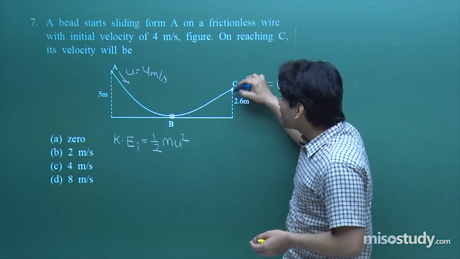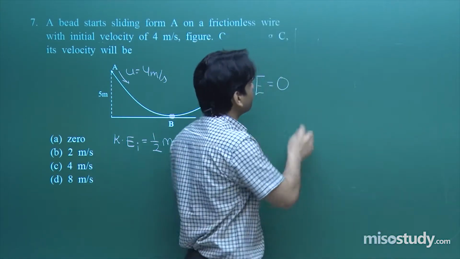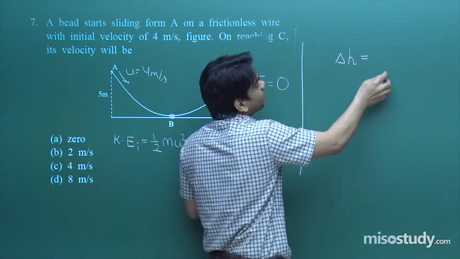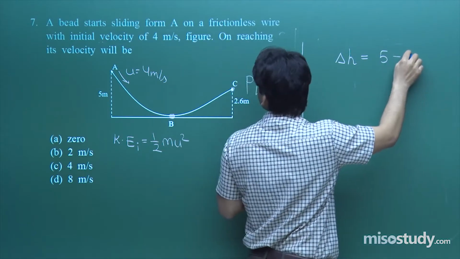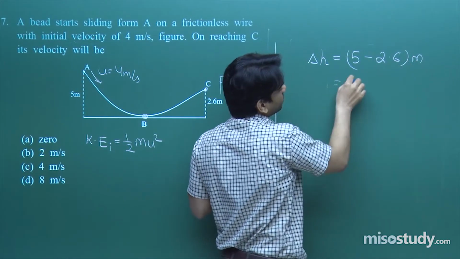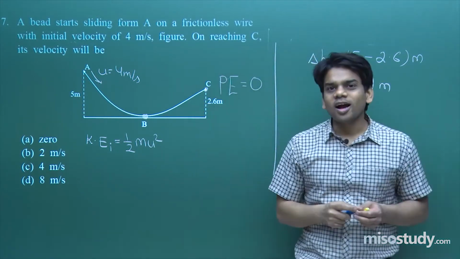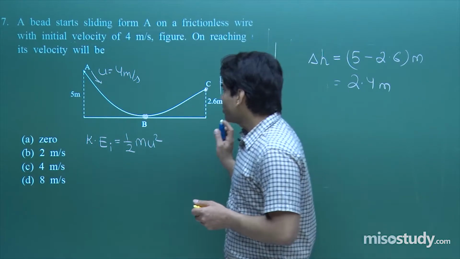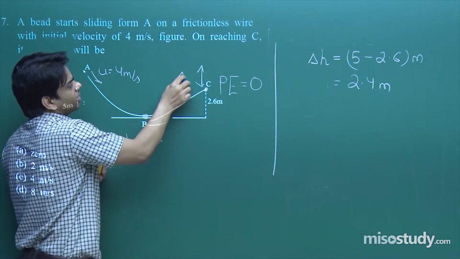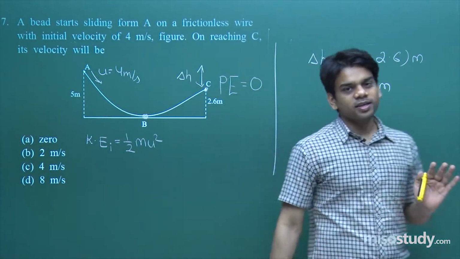The difference in the height of the 2 points A and C, if I write the difference in height of 2 points A and C as delta H, that will come out to be 5 minus 2.6 meter. That will give us 2.4 meter. This is the difference in height of 2 points A and C. So let me mark here, we have this is delta H, that is 2.4 meter. I believe that this point is clear to you all.